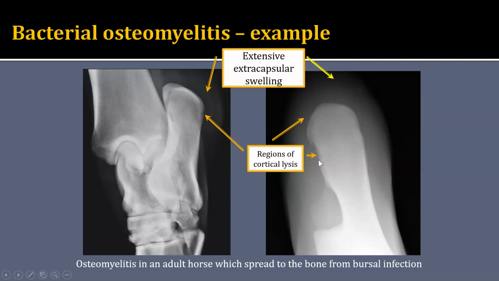Here's a little bit larger area of cortical lysis. And then this patient has extensive soft tissue swelling surrounding the tuberosity here. This patient had a bursal infection that then spread to the calcaneus.